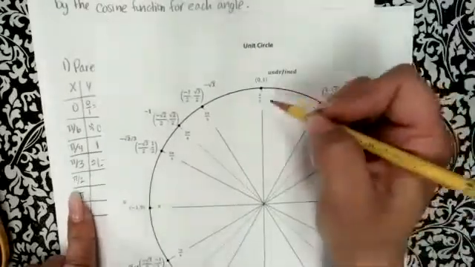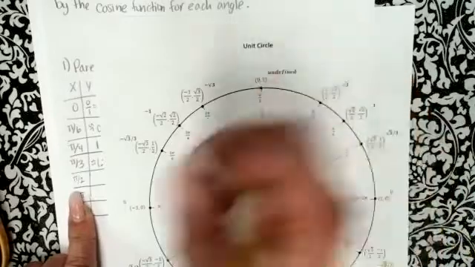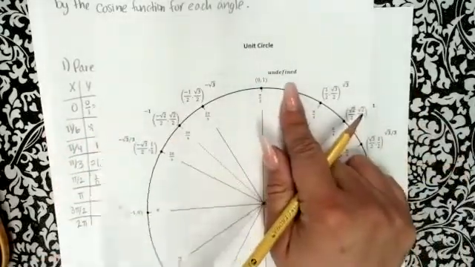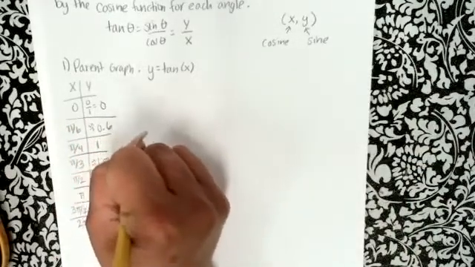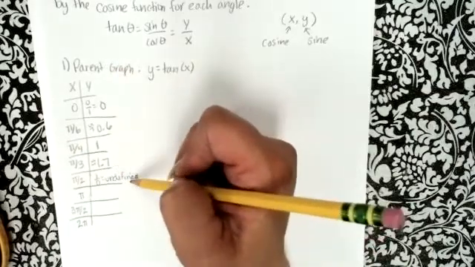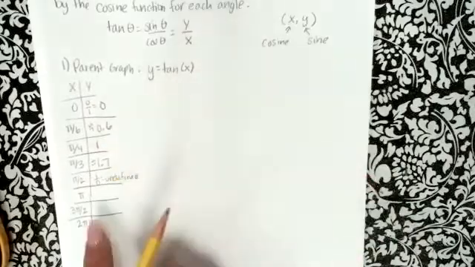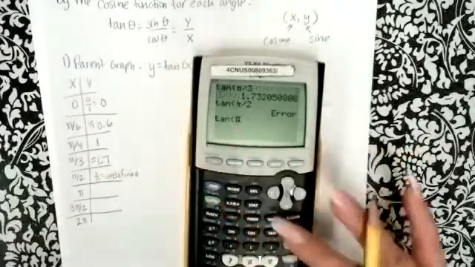At pi over 2, right here, that is 1 divided by 0. You can never divide by 0. So that is undefined, which to me means I'm going to have an asymptote. Because the way it looks, the numbers are going up. At pi over 2, it just doesn't exist. At pi, the tangent of pi is equal to 0.